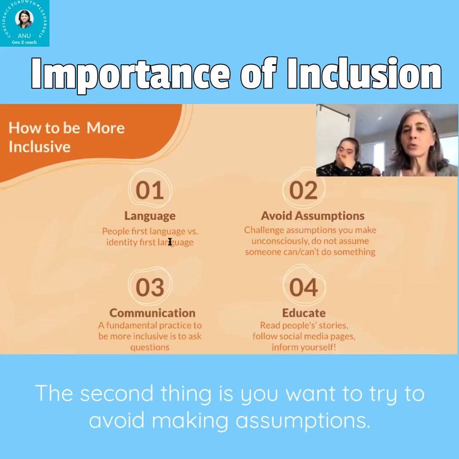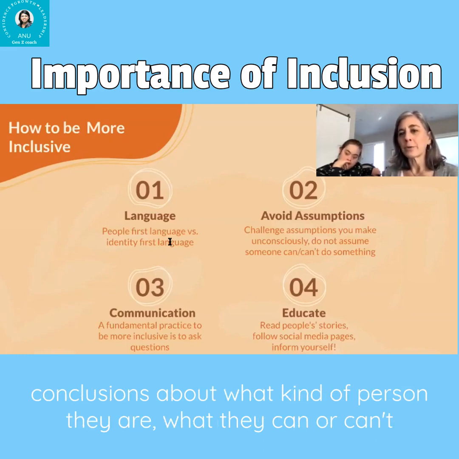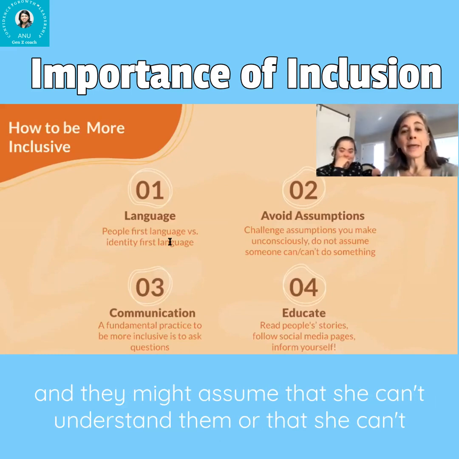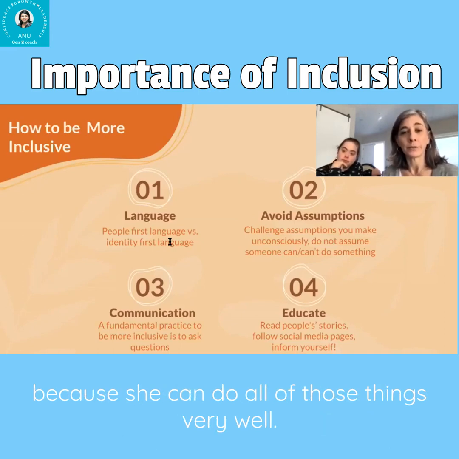The second thing is you want to try to avoid making assumptions. Just because somebody looks a certain way, you might draw certain conclusions about what kind of person they are, what they can or can't do, what their skills or interests might be. People might look at Julia and they might assume that she can't understand them, or that she can't read, or that she can't talk. And those assumptions would be very wrong because she can do all of those things very well.